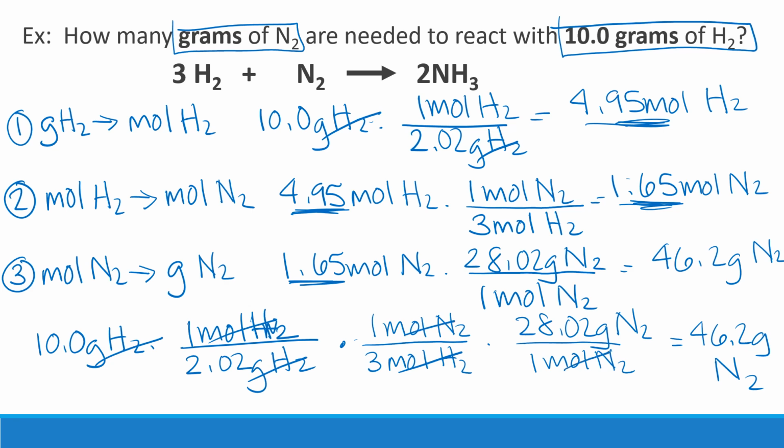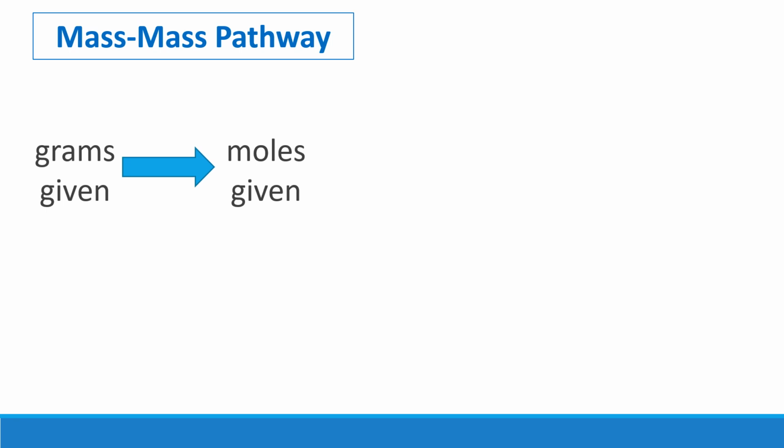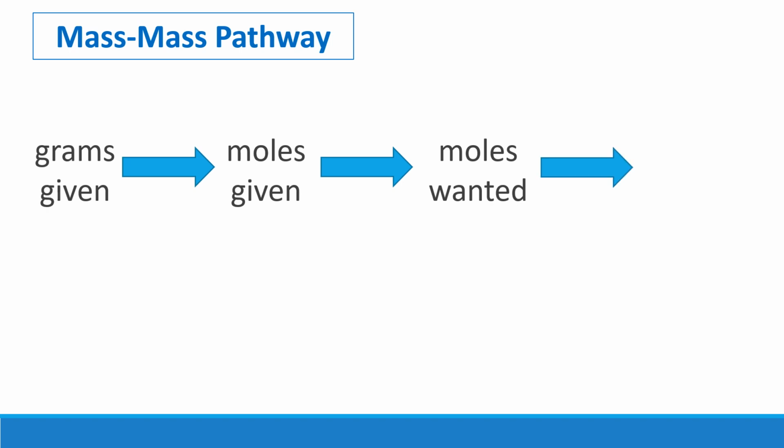Right, so this is a pattern that we follow a lot, so we can summarize it in a map, and I'll do that on the next slide. So since we're going from the mass of a given to the mass of a product, we're calling this the mass-mass pathway, and it's, like I said, very predictable. You'll be given grams to start with. Step 1 will be to convert that to moles. Step 2 will be to convert the moles of the thing that you're given to the moles of your wanted, and then you can convert the moles of the thing you want to grams.